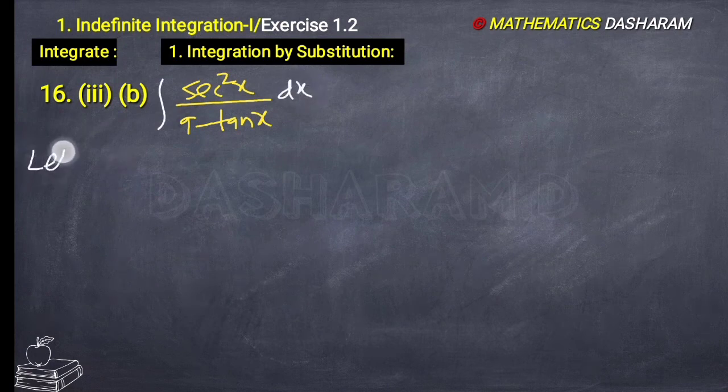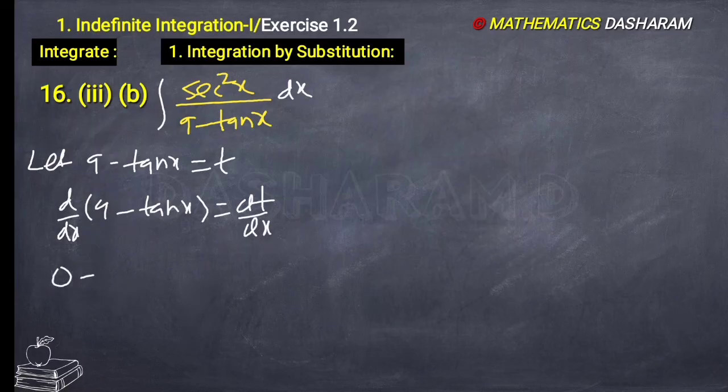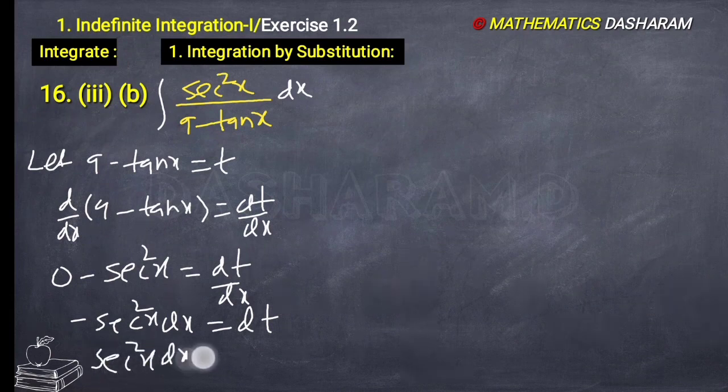So let's select the denominator 9 minus tan x equals t, and next do the differentiation with respect to x on both sides. So dt by dx equals, the derivative of 9 is 0 and the derivative of tan x is secant square x. So dt by dx equals minus secant square x, so secant square x dx equals minus dt.